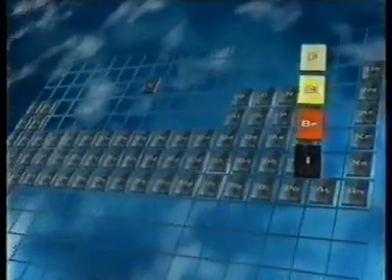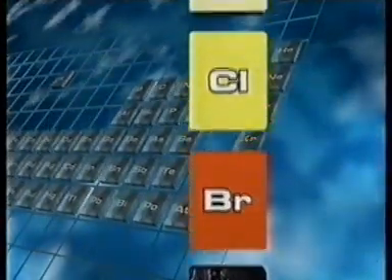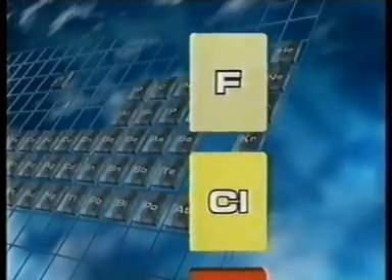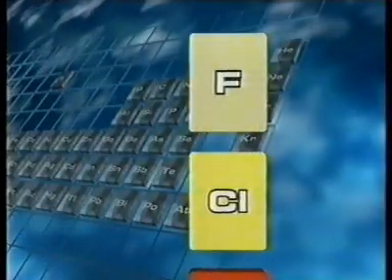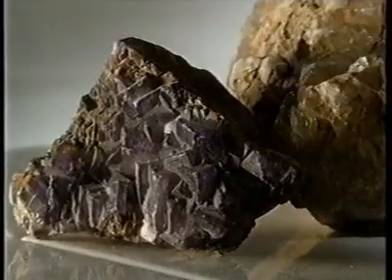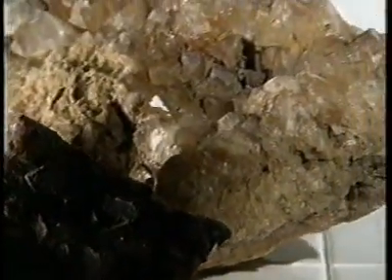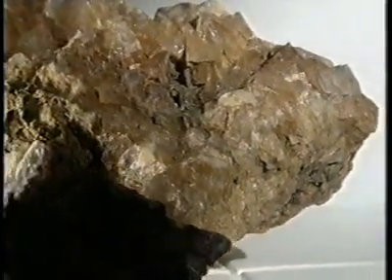Group 7 of the periodic table is a group of non-metallic elements called the halogens. Iodine, bromine, chlorine and fluorine are very reactive, so they're not found as free elements in nature. Fluorine is a gas, but it occurs in a rock called fluorspar as crystals of calcium fluoride.